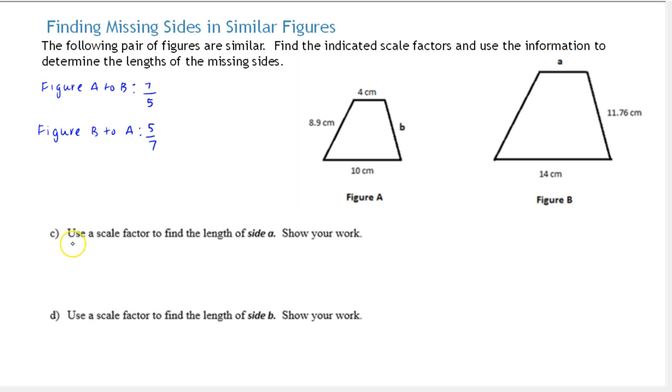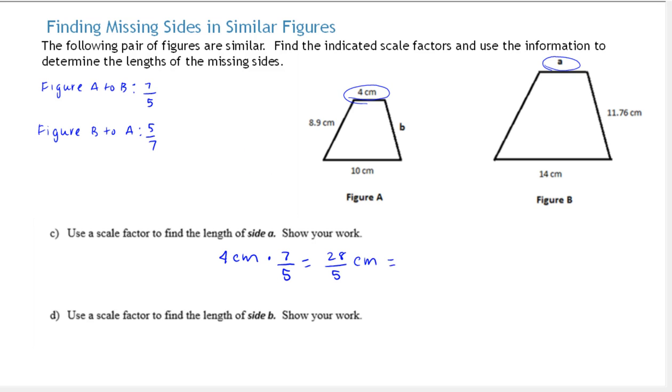Okay. So here we're asked to use a scale factor to find the length of side A and show your work. First I'm going to locate side A. Okay. So side A corresponds to this side of figure A. Okay. So to scale from figure A to figure B, I want to take the 4 centimeters and I want to multiply it by the scale factor to go from A to B, which is 7/5. So it's 7/5 times larger than 4 centimeters. Multiplying across, I have 28/5 centimeters.